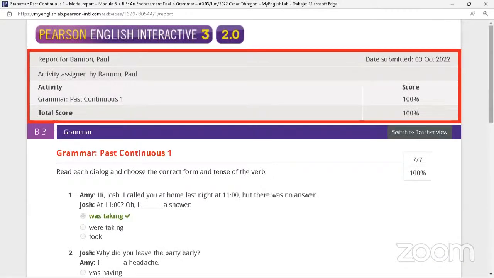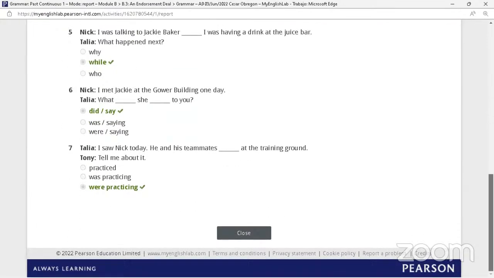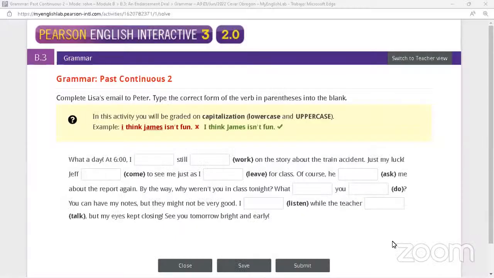All right. Okay, very good. So let's see. Complete Lisa's email to Peter. Type the correct form of the verb in parentheses into the blank.